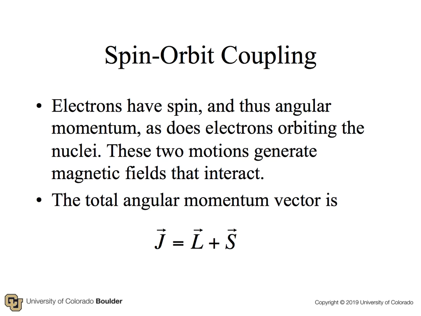Perhaps the most important of the higher order effects, I should say, is spin-orbit coupling. Electrons have spin and thus angular momentum, as does the orbital motion of the electrons. And those two motions generate magnetic fields that can interact. And so there is some total angular momentum, and the total angular momentum can be expressed as the sum of the two angular momentums, orbital and spin.